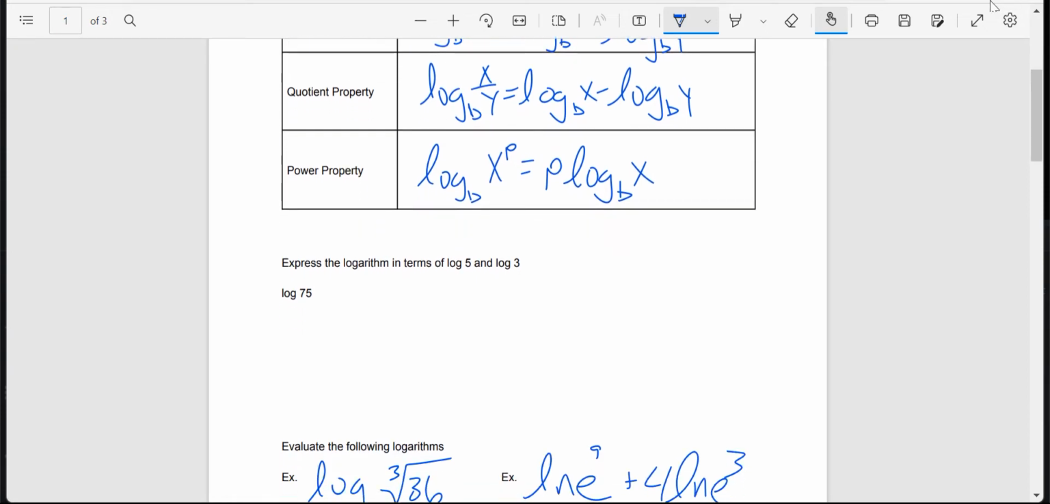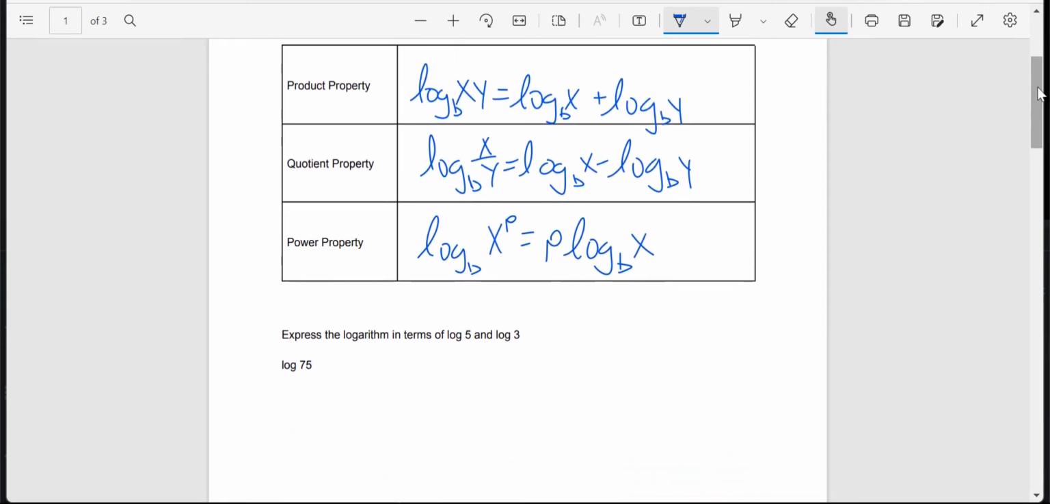So here's an example problem. Express the logarithm in terms of log of 5 and log of 3. So this is good practice of using our three properties. I'm going to try to find, can we fit all this in one? Yes, we can. Okay, cool.